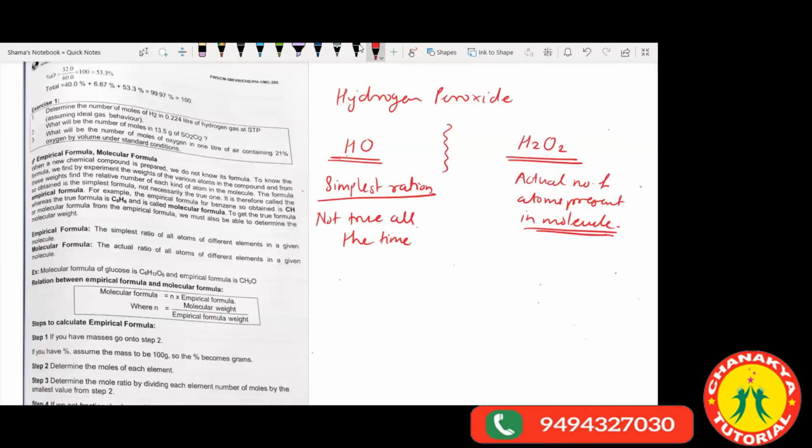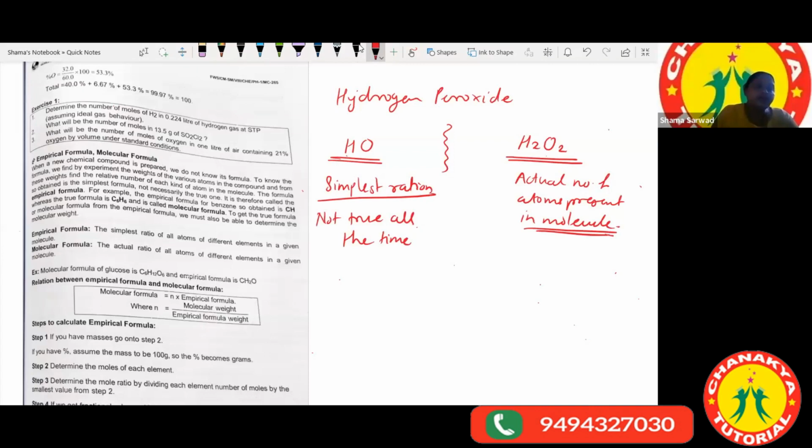So see, the definitions for the empirical formula and the molecular formula are given over here. I'm going to read them once; you can note them down because they're quite important. The simplest ratio of all the atoms of different elements in a given molecule is called the empirical formula, whereas the molecular formula is the actual ratio of all the atoms of different elements in a molecule. This is the simplest ratio and this is the actual ratio of all the atoms.